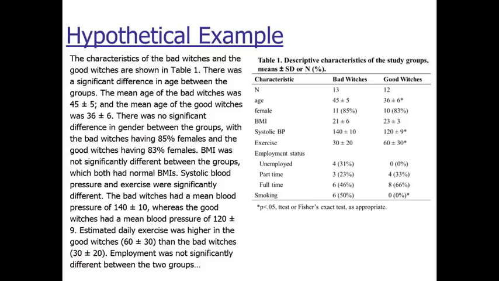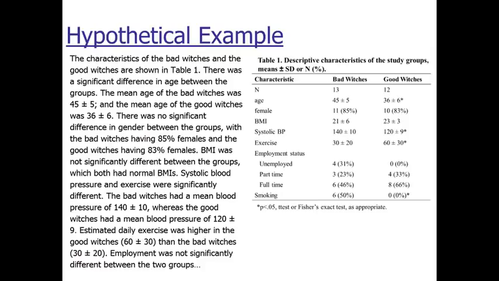So you might just jump right in with the findings in Table 1 and put Table 1 in parentheses in the first sentence, something like that. And then this author, of course, I just made this up, is going through and just reading line by line. There was a significant difference in age between the groups. The mean age of the bad witches was 45 and the mean age of the good witches was 36.